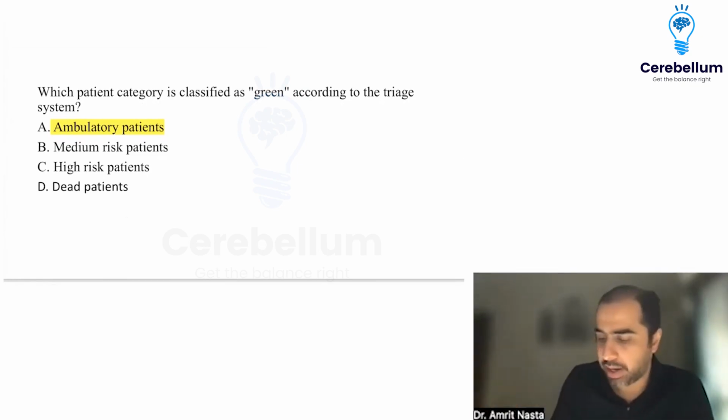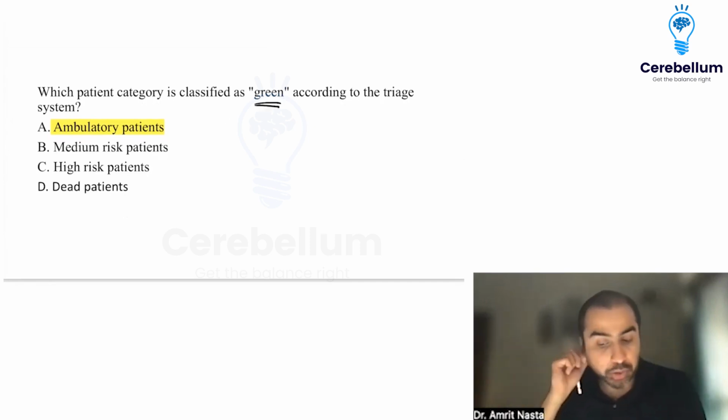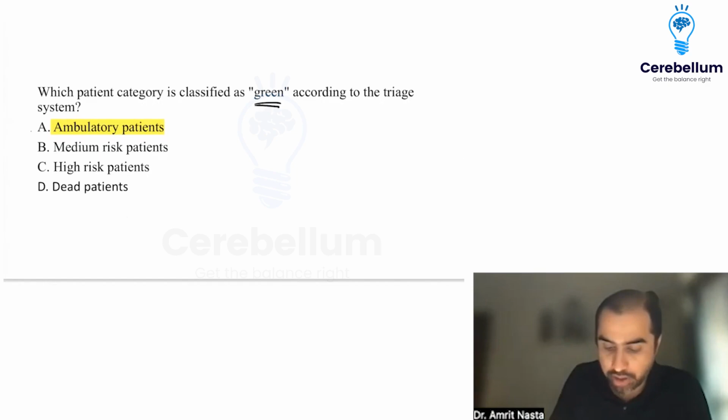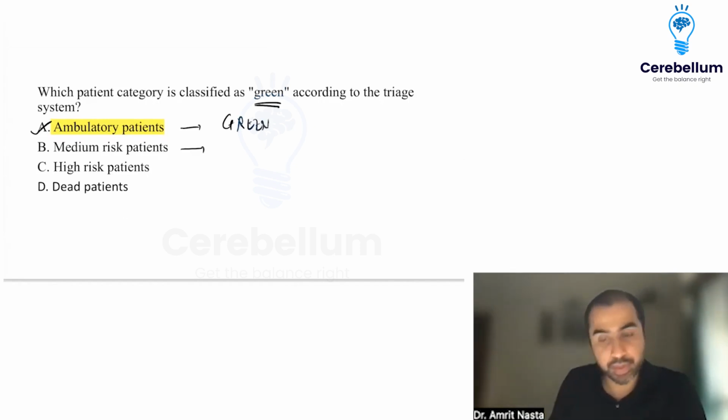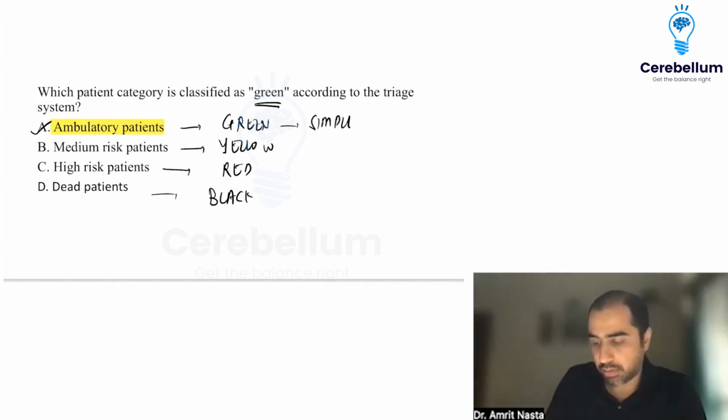A patient is classified as green according to the triage system. This is going to be ambulatory patients. For ambulatory patients, green. Then medium risk patients, high risk patients, and dead patients. Green, yellow, red, black. Give me an example of each. So for an ambulatory patient, someone with a simple fracture or someone with a simple wound is going to be green. Yellow, remember, a degloving injury is going to be yellow.